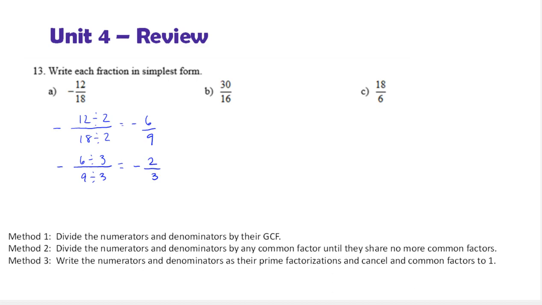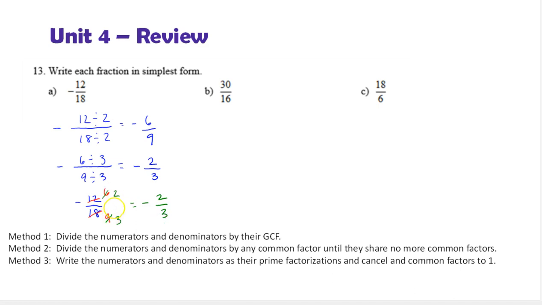Okay, I'm going to show you the lazy way. Math people got sick of writing all these steps, so you may see something like this. Well, they're both divisible by 2, so I'm going to divide by 2 on the top and bottom. I'm going to cross that out, and I replace it with 6 and 9. I see they share a common factor of 3, so I'm going to divide them both by 3. And now I see that what's left is negative 2/3.